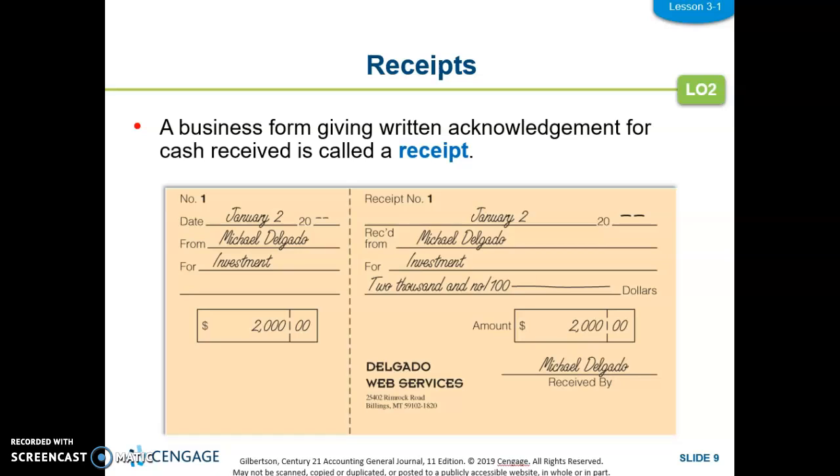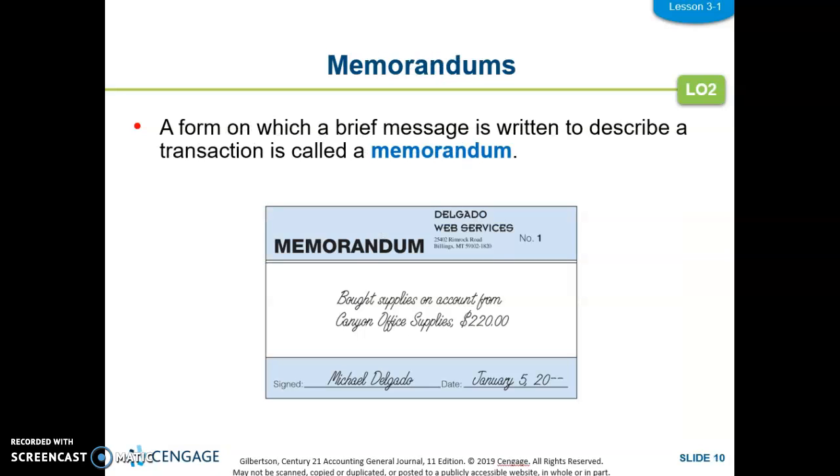Our sale invoices would be abbreviated as S. A memorandum is used when there's no other source document for a transaction. It is a form on which a brief message is written to describe the transaction. These are also pre-numbered, and you would abbreviate this as M1.